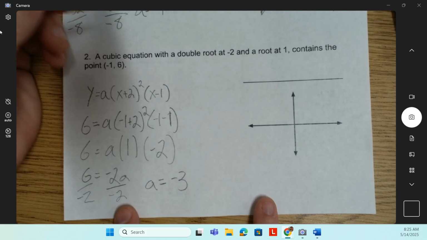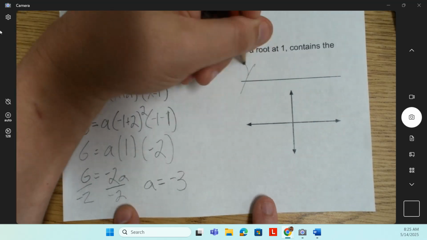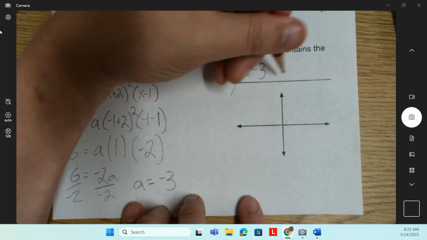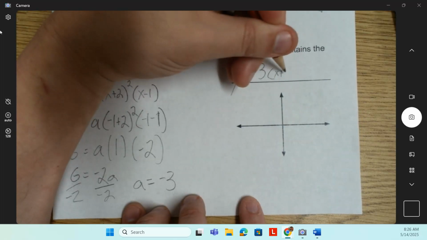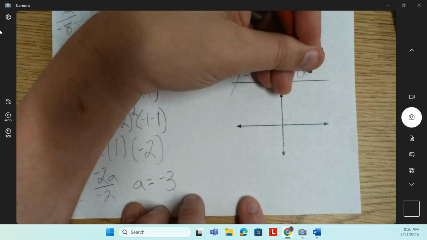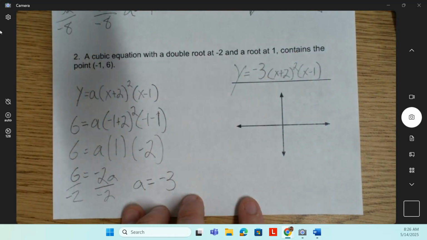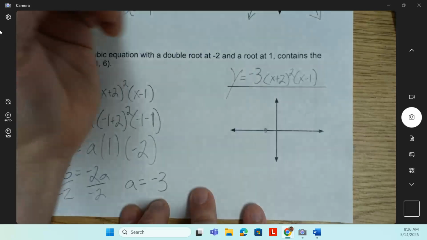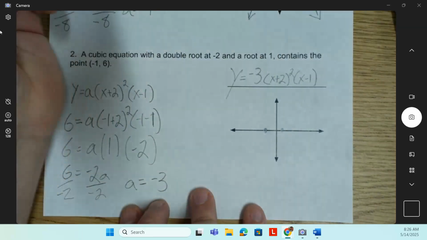And to write our final equation there, y equals negative 3 times x plus 2 squared times x minus 1. And it already gives us our roots. So we have one at negative 2, one at 1.